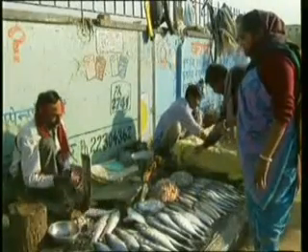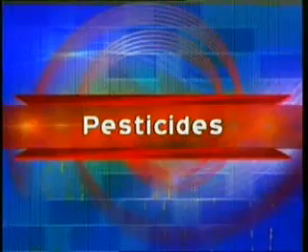Take the example of fish. As the fish feed on the small microscopic plants, they concentrate the toxins. When we eat the fish, our bodies concentrate it even more. Now let us learn more about each of the chemical hazards in greater detail. We begin with pesticides.